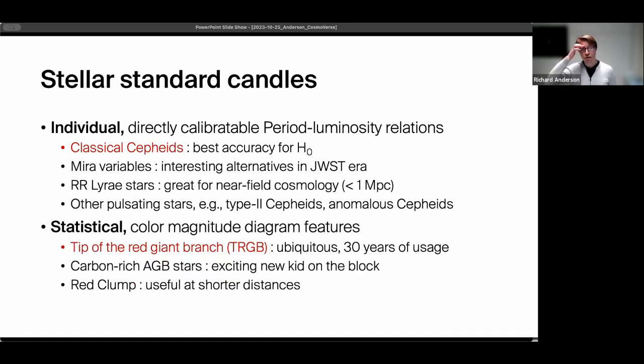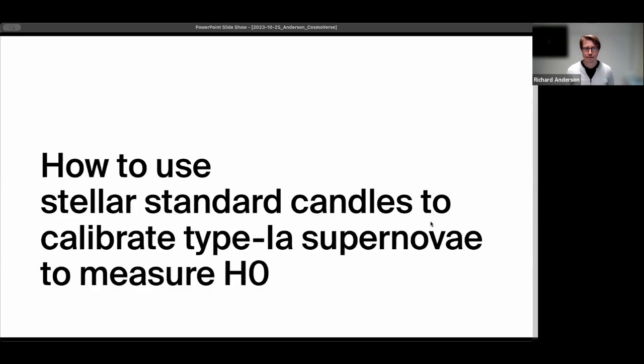And then among the statistical stellar candles, typically this is done in color magnitude diagram features. We have the tip of the giant branch. The real huge benefit, of course, of that method is that you can identify the TRGB in virtually any galaxy, and it already benefits from 30 years of usage for distance measurements. Then there's the sort of, let me call it, the exciting new kid on the block. These are the carbon-rich AGB stars, and of course, those are of particular importance for the James Webb era. And similar to the RR Lyrae stars among the individual standard candles, the red clump can be a useful statistical standard candle at shorter distances.